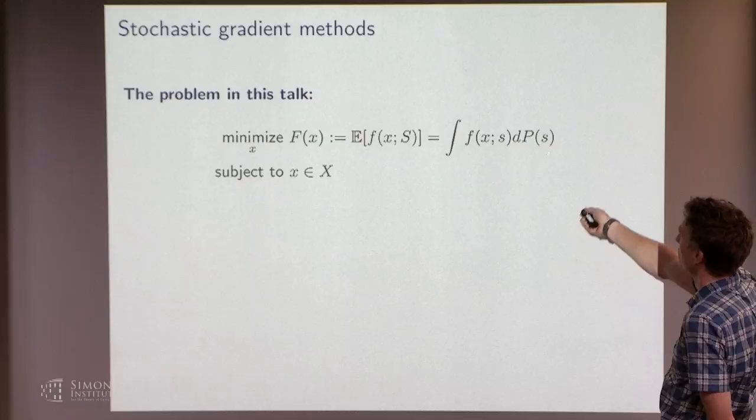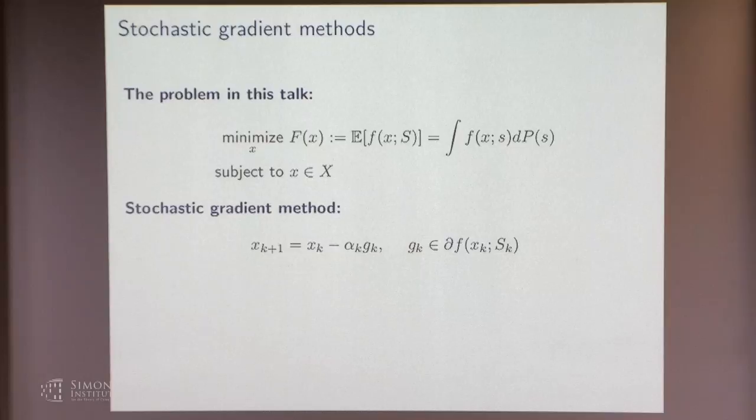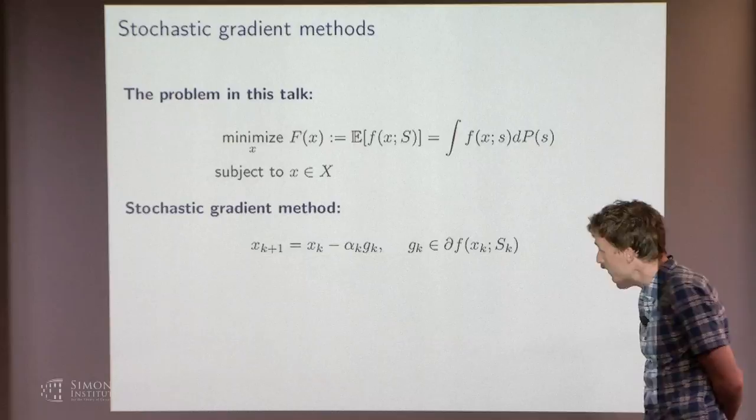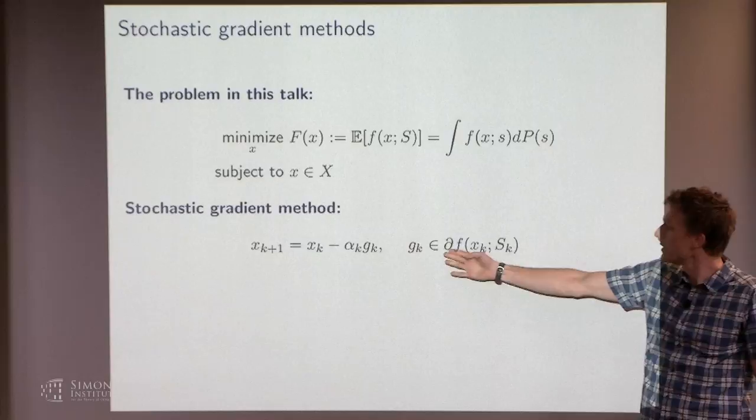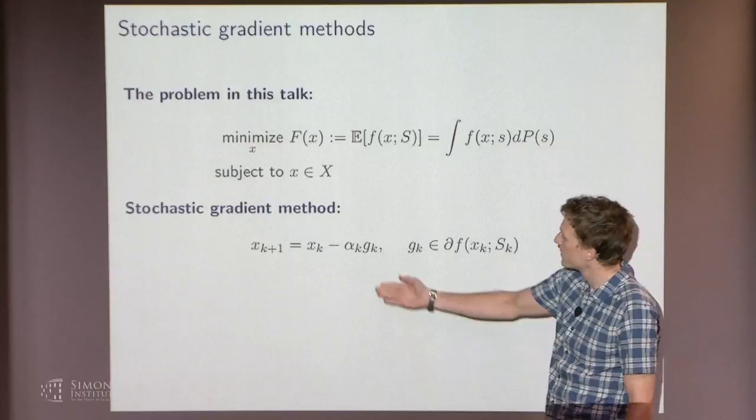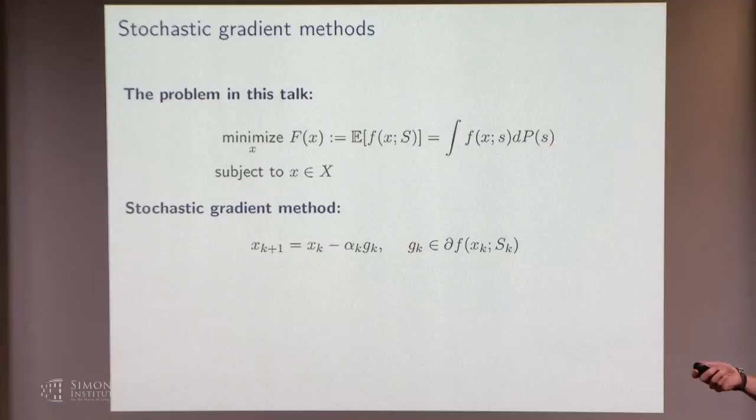The standard method that we've all heard of is the stochastic subgradient method, or the stochastic gradient method, which is a simple method. What we do is we take a random sample s from our distribution, compute an element of the subdifferential of my function, or its gradient, and then we take a step in the negative subgradient direction. And many of us have spent many years analyzing these kinds of things.